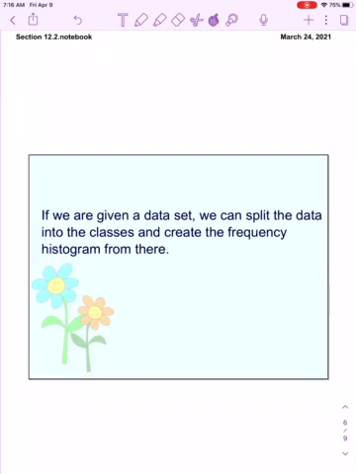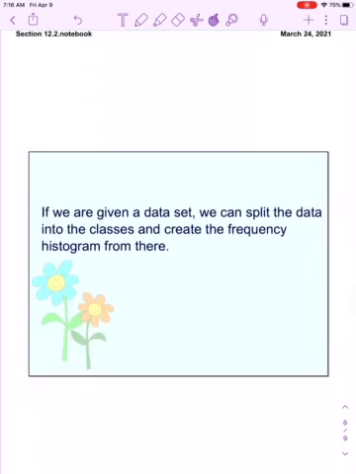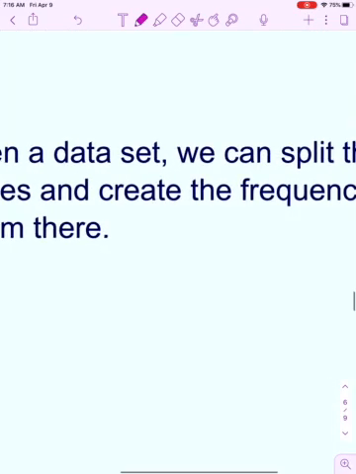All right, the last thing, we are going to make the classes ourselves. So these groupings have been made for us so far. We are now going to make them ourselves. So if you're given data, you can split into classes, creating your frequency histogram from there.